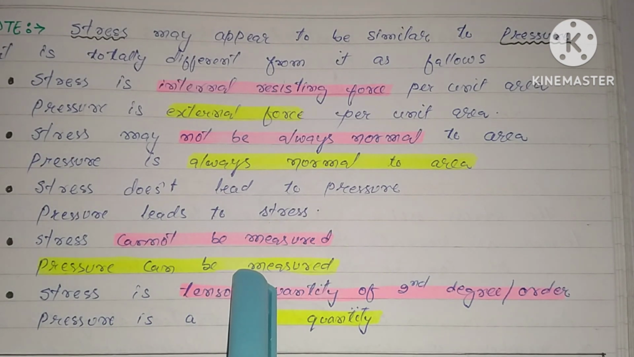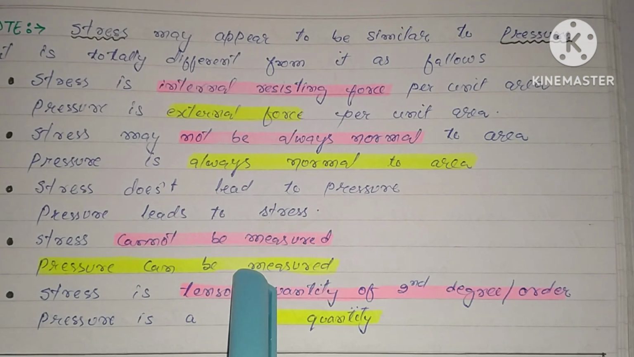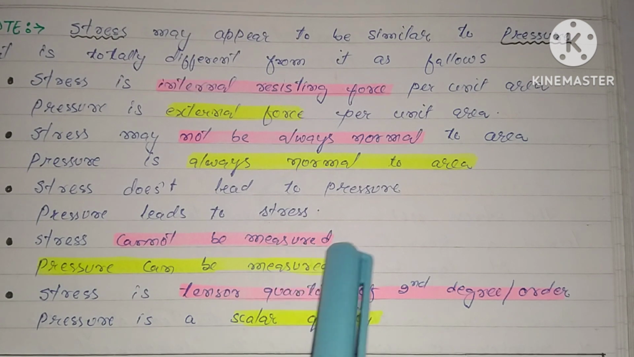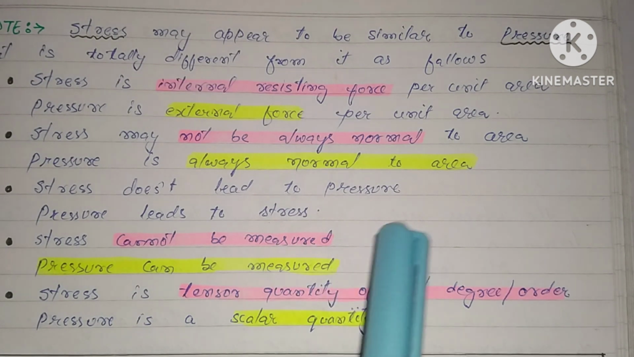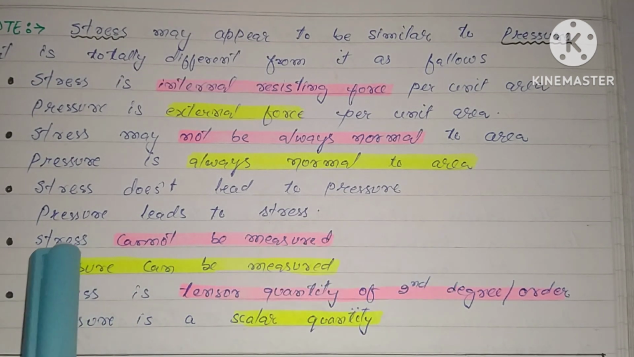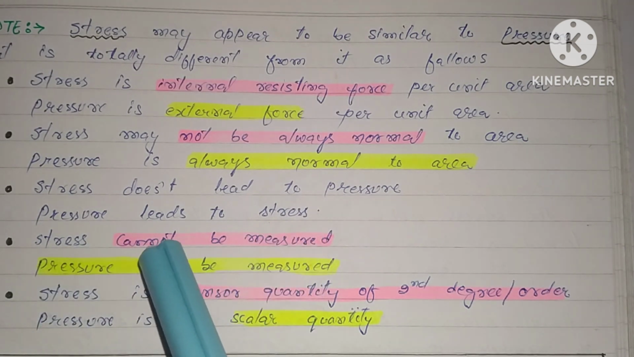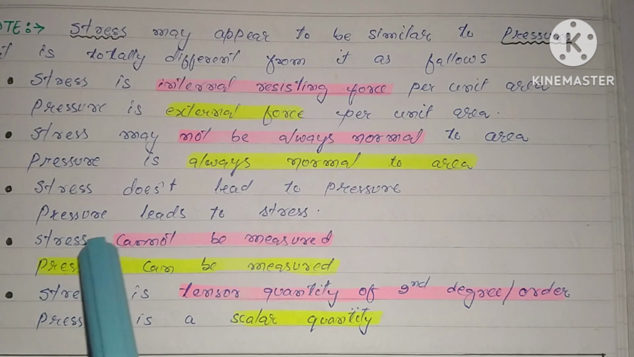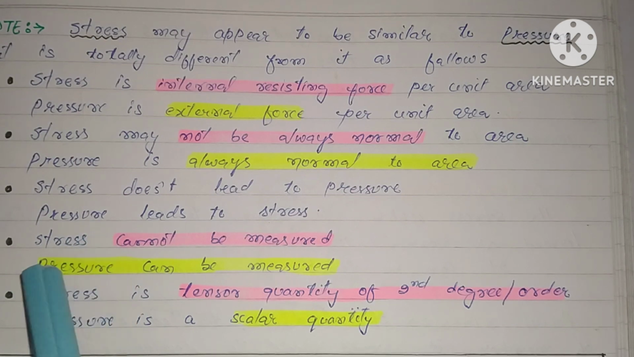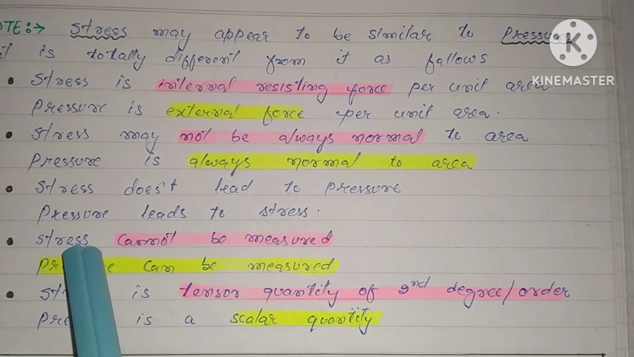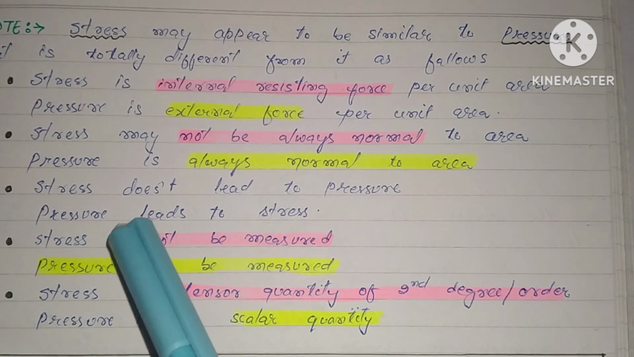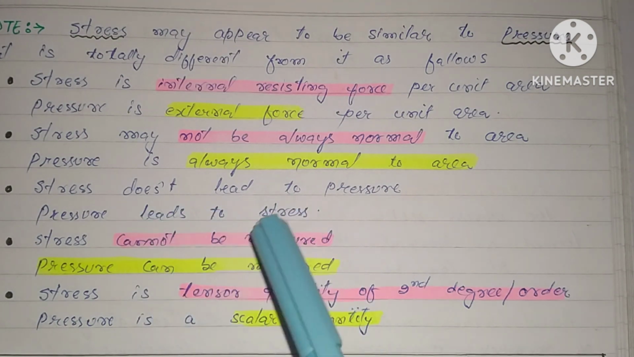Pressure can be measured because atmospheric pressure can be measured by the barometer, and there are different devices to measure the pressure like manometers, but the stress cannot be measured. There is no device or no machine or no equipment that can measure the stress, because stress is the internal force. We cannot measure the internal movements, so stress cannot be measured. But we can calculate the stress. Practically we measure the strain.